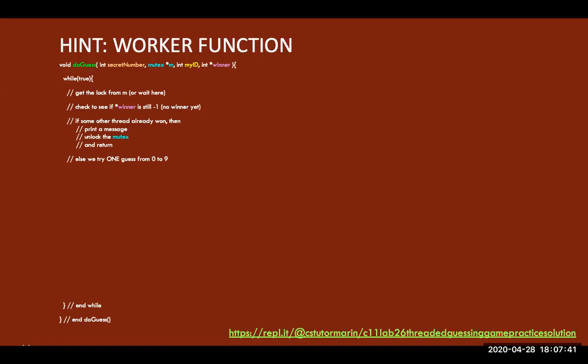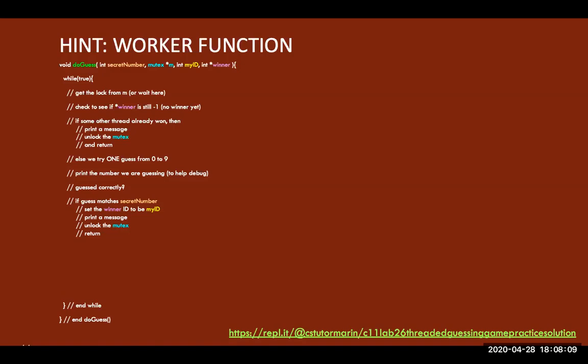Otherwise, if nobody won, then we'll try one guess from 0 to 9, right? And then you can print that out for debug purposes, and then check it and compare it against the secret number. And if it matches, then we are the winner. So we can set the winner ID equal to my ID, which is the ID of this particular thread. It's passed in as a function call. Print a message and definitely unlock the mutex, and then return.